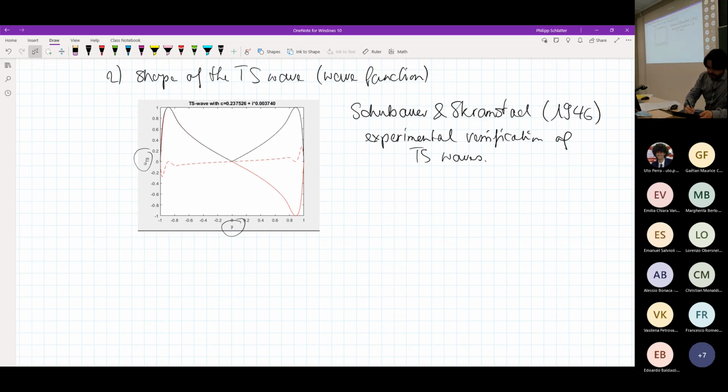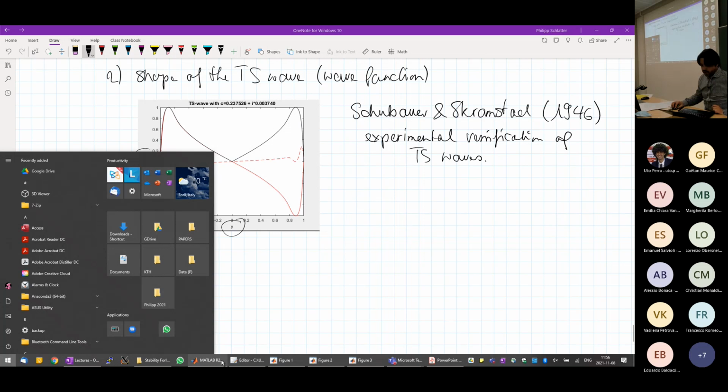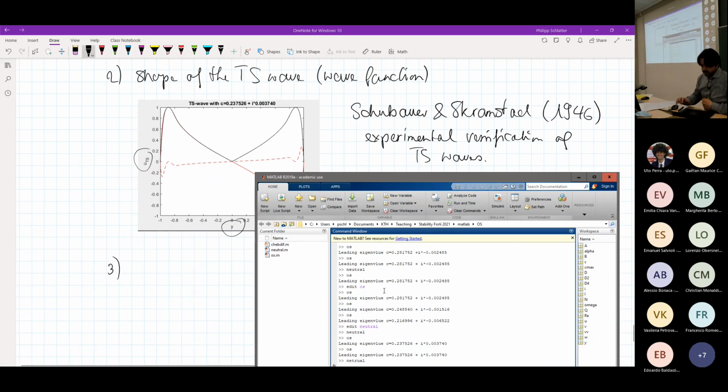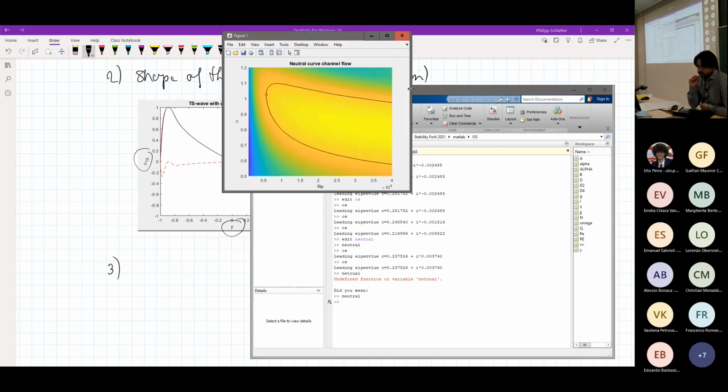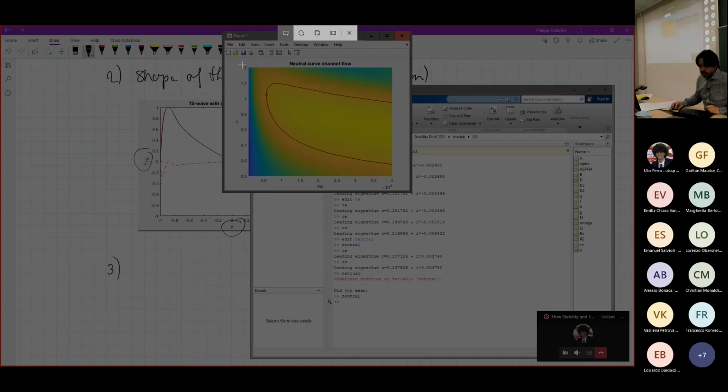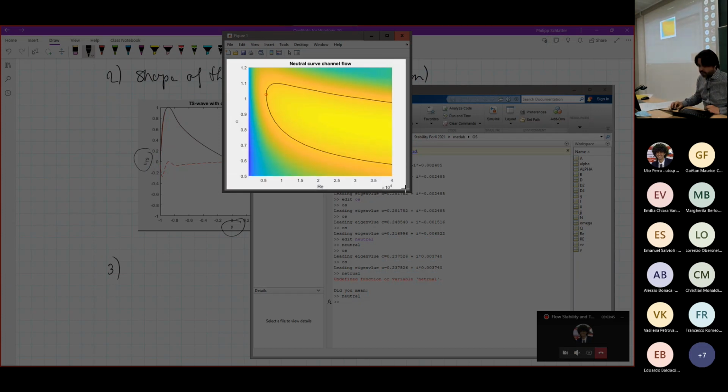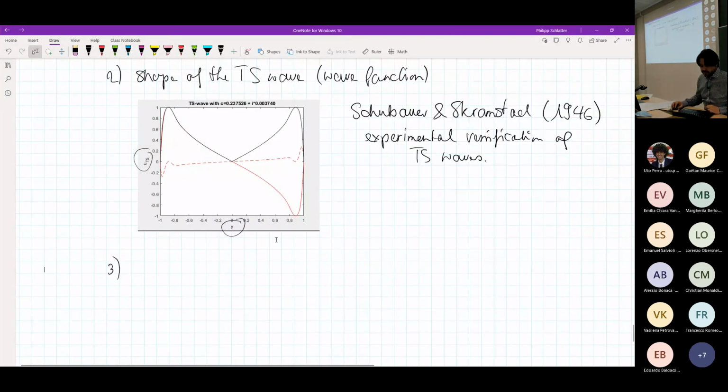Okay, and then the third type of result that we get from all of this is what I showed you last, and that was the neutral, I typed it wrongly, sorry. That was the neutral stability curve, which is the curve that tells you where and how the flow becomes unstable. So that's the neutral stability curve, or just the neutral curve, as it's also called.